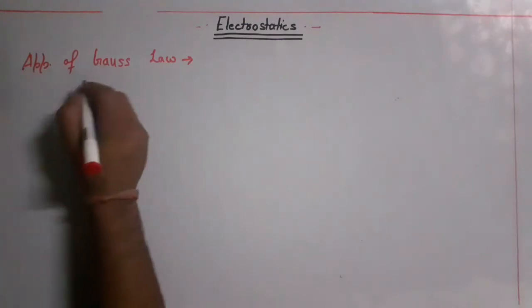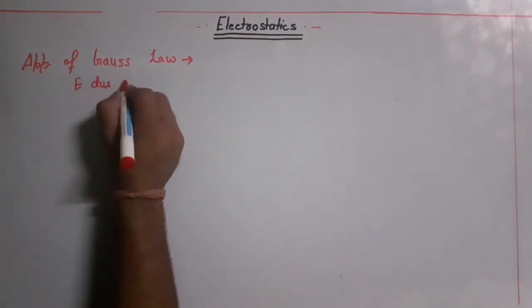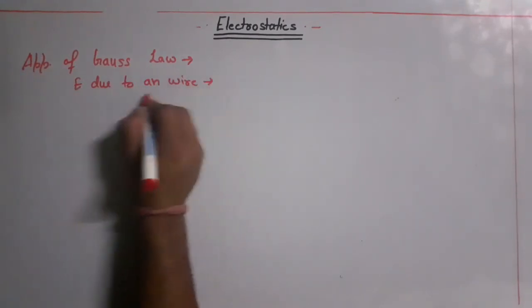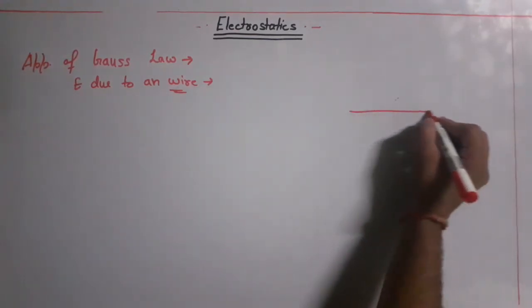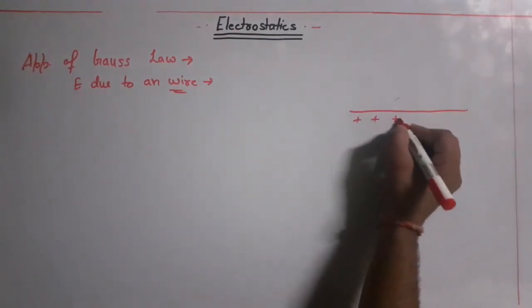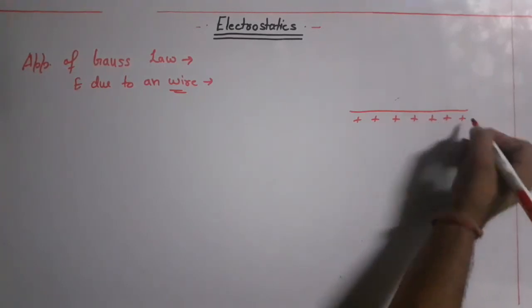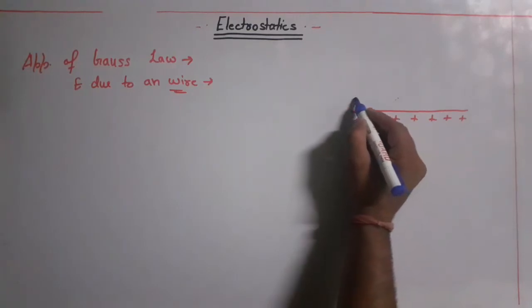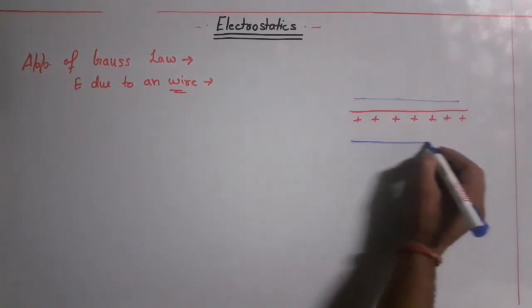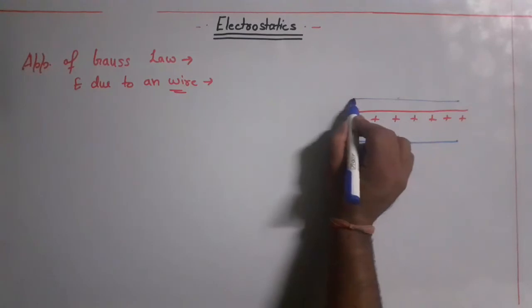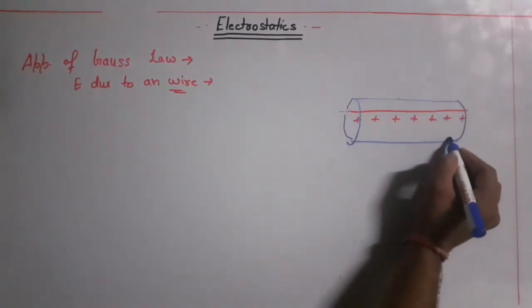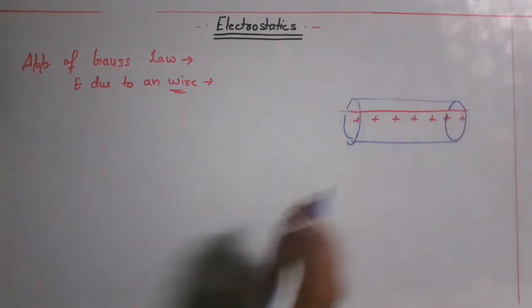Let's first find the electric field due to a wire. Let's assume here we have a wire which has positive charge density on it, and we want to find out the electric field due to it. To find the electric field, we have to assume a Gaussian surface which encloses our given wire. So we assume a cylinder which encloses our wire.